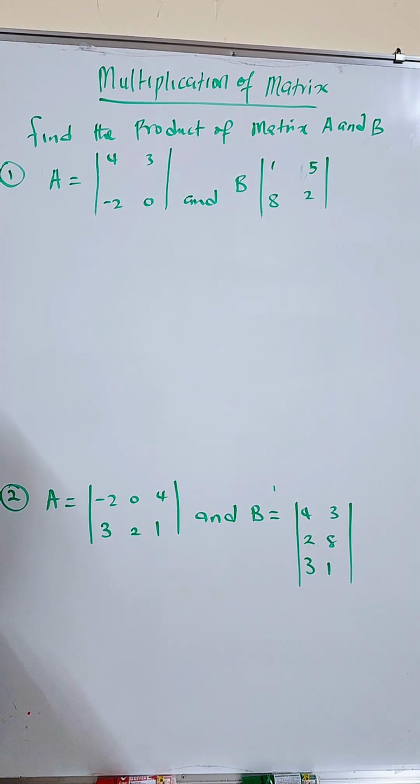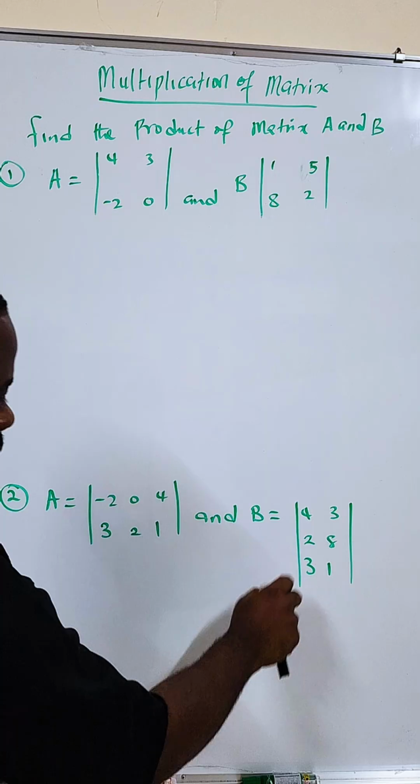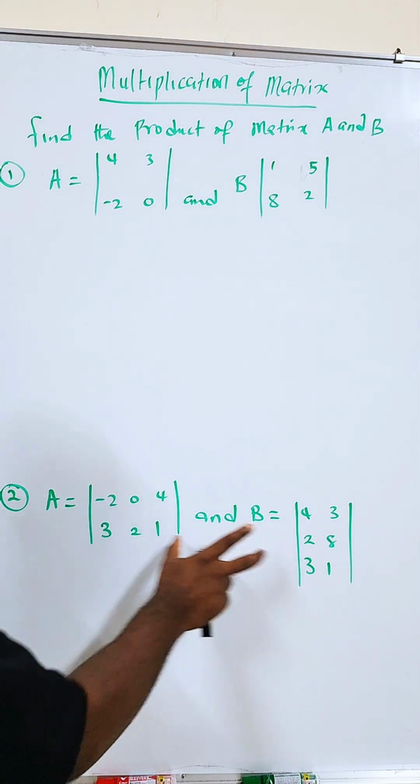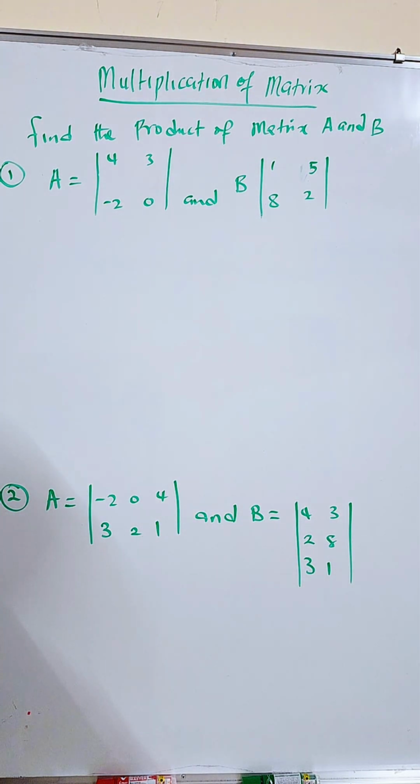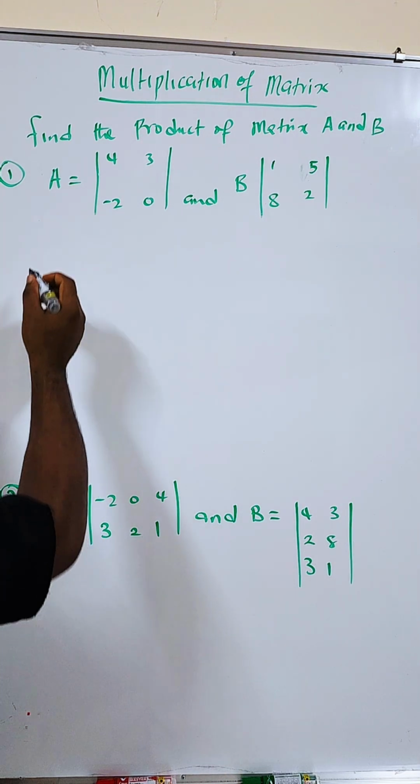The same thing on the second question. You can see it, we have 1, 2, 3. We have 3 columns, and definitely we are going to have 3 rows. If it does not match, you cannot multiply the matrices because their dimensions are not compatible. So let's answer this question.